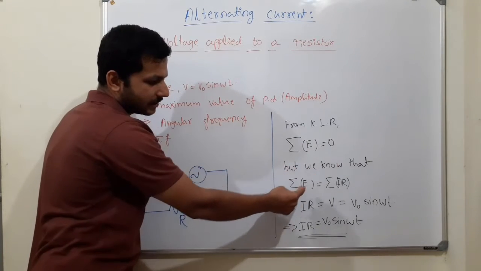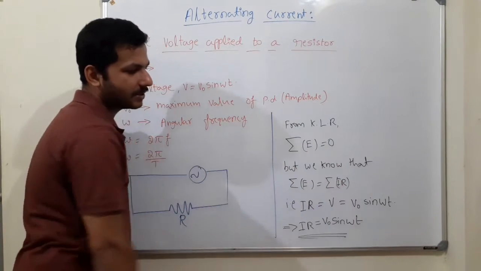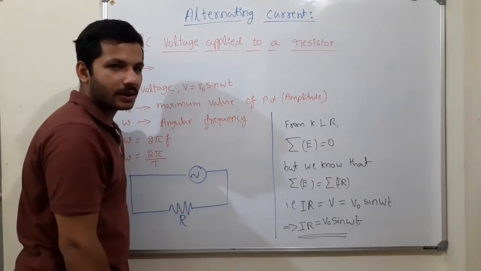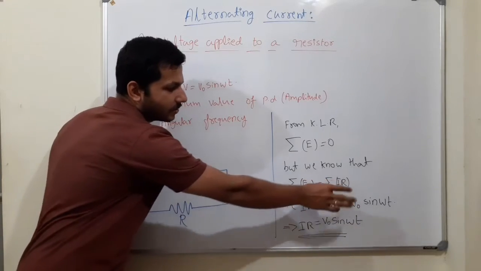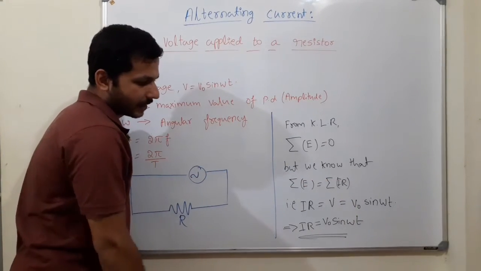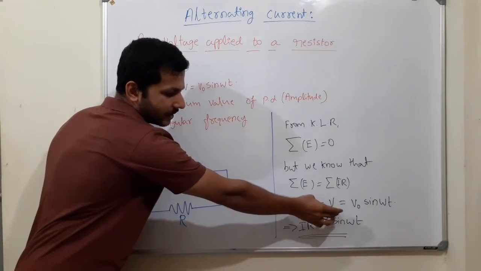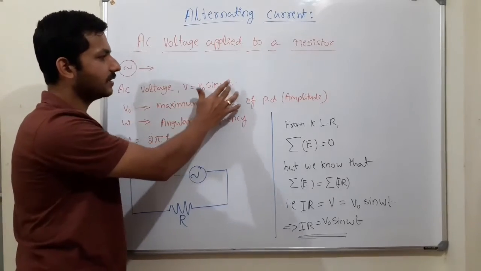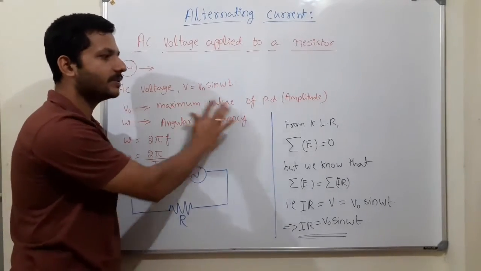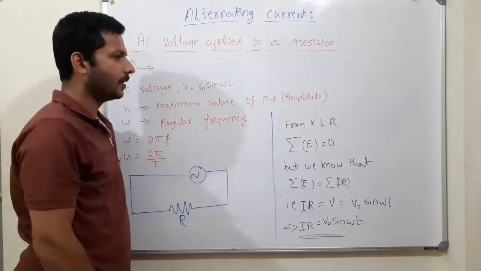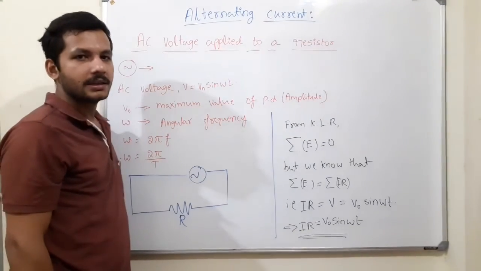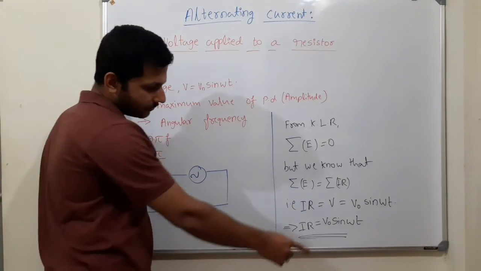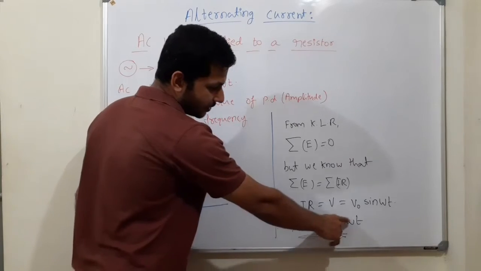But we know that sigma E is the same as sigma I into R, because E is nothing but voltage here, where voltage V is equal to I into R. That's what is written here. That is, IR is equal to voltage, where voltage is nothing but V naught into sine omega t. What is V naught? V naught is the maximum value of potential difference, or it can also be written as Vm. So IR is equal to V naught into sine omega t.